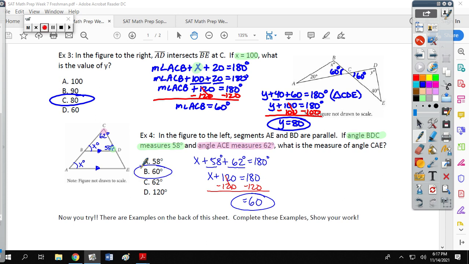Okay. So once again, on the back of this worksheet are several examples for you to try on your own. Please try those examples and then turn this paper into your proctor. Please show all of your work so that we know what you are thinking.